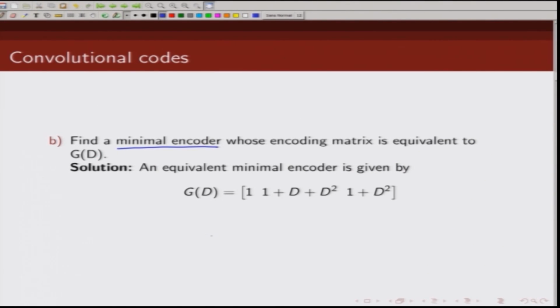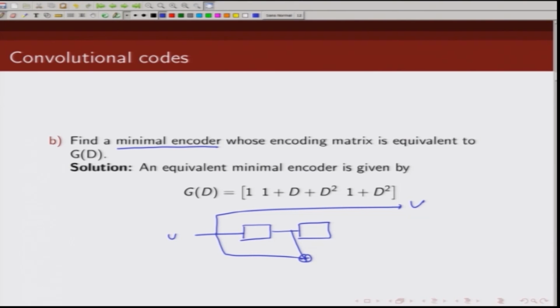And if I ask you to draw this encoder, we can. Here k is 1, n is 3, and the maximum memory is 2. So, I am drawing 2 memory elements here. The first coded bit is just 1. This is the information sequence that goes in. The second one is 1 plus d plus d square. So, that is your, let us call it V0, this is V1, this is U0, and the third coded bit is 1 plus d square, this is your V2.